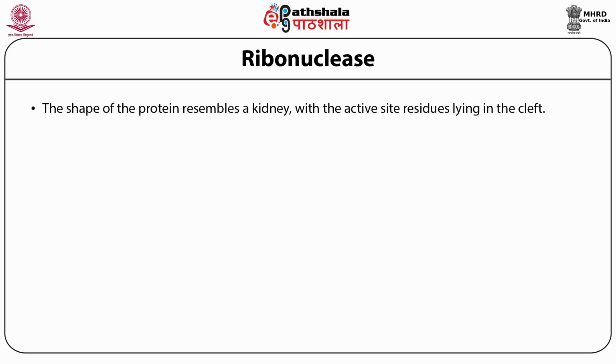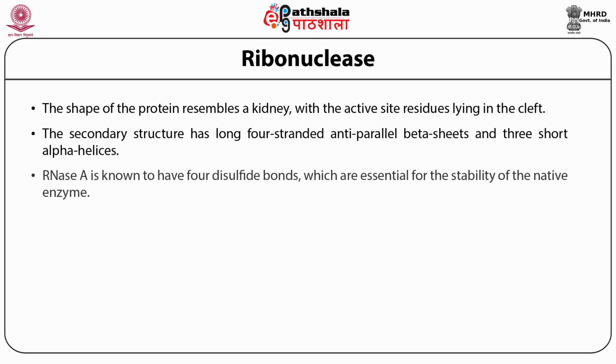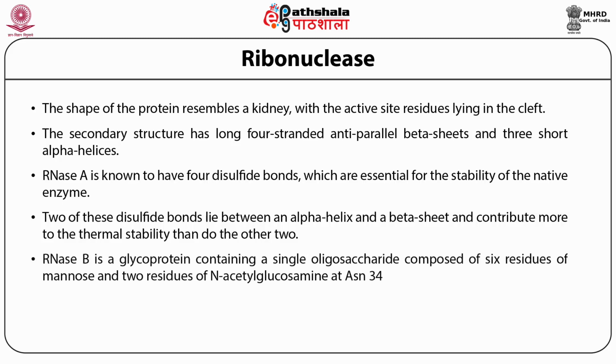The shape of the ribonuclease protein resembles a kidney, with the active site residues lying in the cleft. The secondary structure has a long 4-strand antiparallel beta sheet and 3 short alpha helices. RNase A is known to have 4 disulfide bonds, which are essential for stability of the native enzyme. 2 of these disulfide bonds lie between an alpha helix and beta sheet and contribute more to thermal stability than the other 2. RNase B is a glycoprotein containing a single oligosaccharide consisting of 6 residues of mannose and 2 residues of N-acetylglucosamine at asparagine 34.